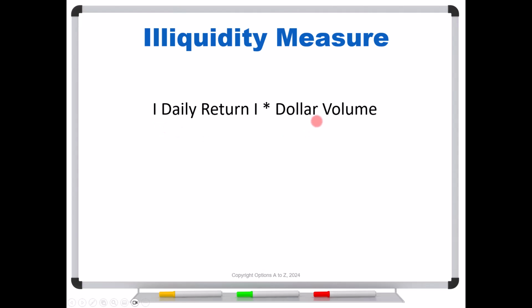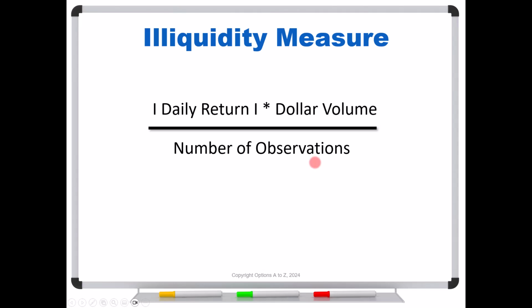And then we're going to multiply it by the dollar volume. What's the price of the stock times that day's volume? And we're going to do that for each day, let's say over a six-month period or a one-year period. We're going to do this calculation each day, and then we're going to divide that by the number of observations. So again, if we have, let's say, 252 trading days in a year, we would divide this by 252 days.